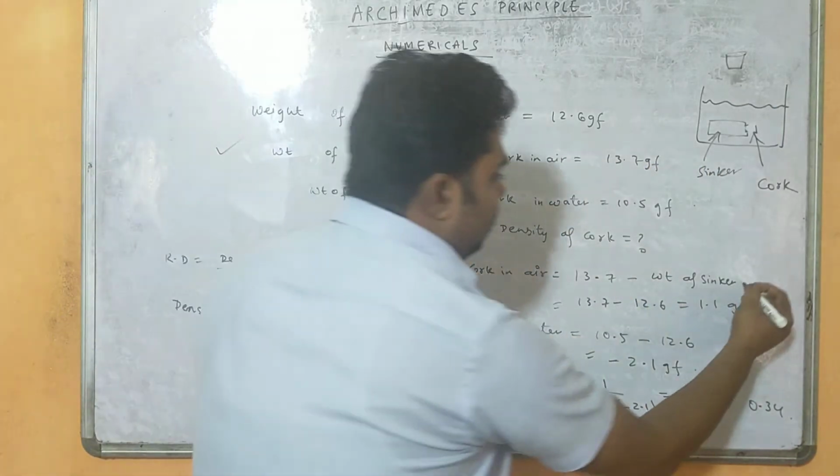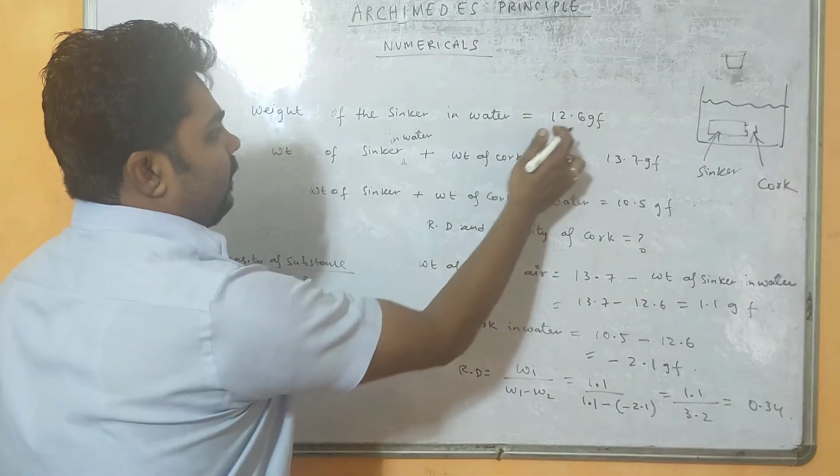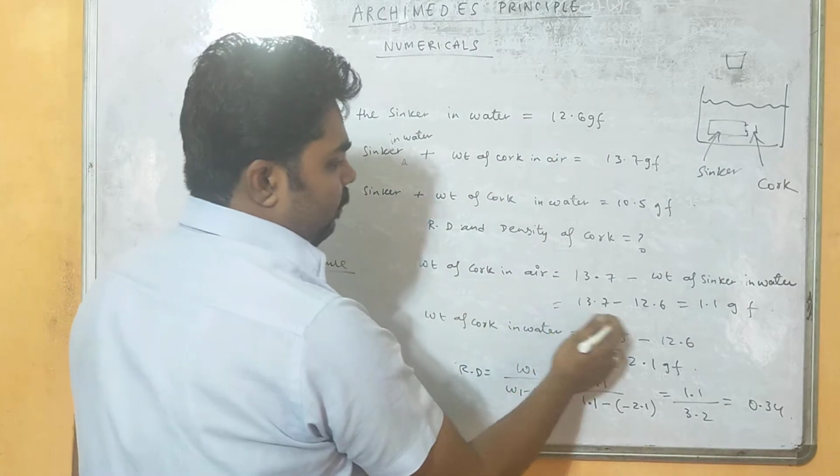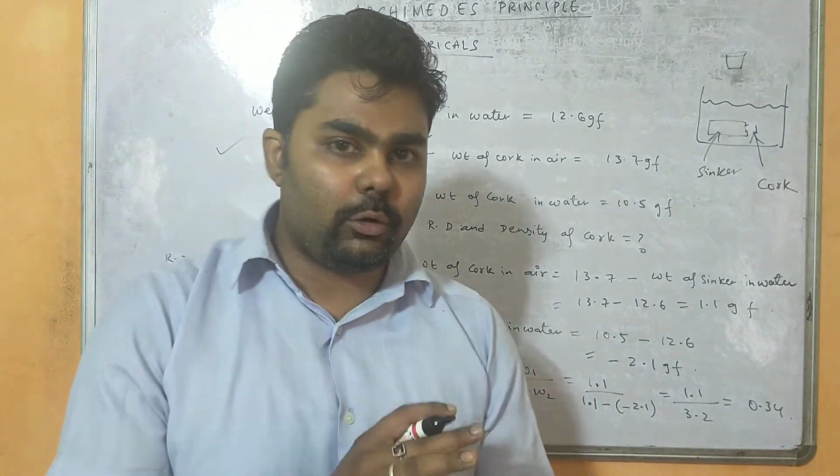So weight of cork in air will be, this will go that side, 13.7 minus weight of sinker in water, and this is given in the question. Weight of sinker in water is given 12.6 gram of force. So 13.7 minus 12.6 is 1.1 gram of force, right? Now we got weight of cork in air.